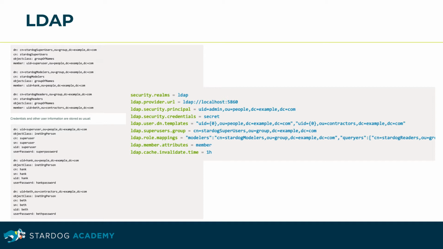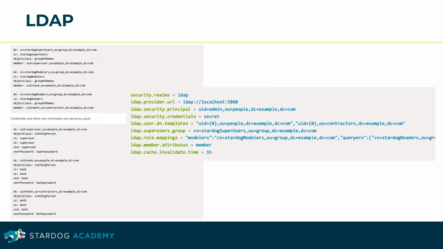And then within ldap.role.mappings, we map the Stardog Modelers DN to the Stardog Role Modelers, and the Stardog Readers DN to the Queriers role. At this point, we could go inside Stardog and define permissions for those Modelers and Queriers roles, and the permissions would be applied as specified to our 3 users. The Stardog documentation goes into much more detail about this specific example, and about the various Stardog properties settings that can be used.